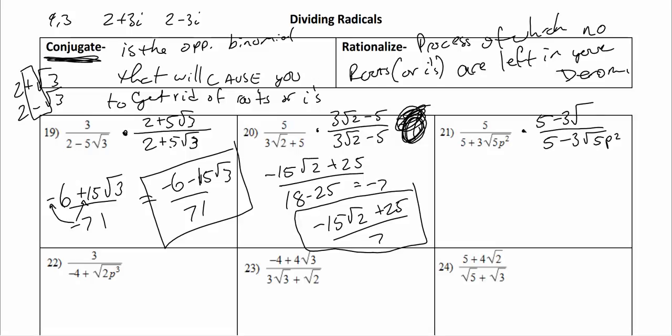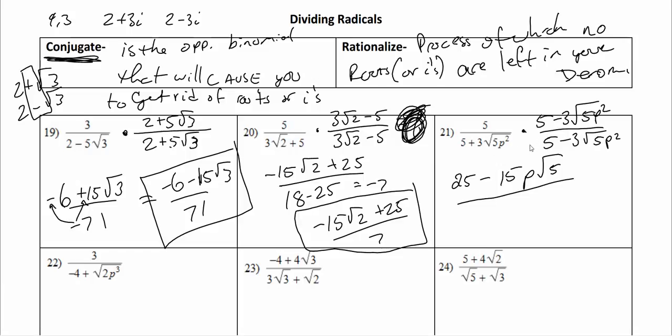5 minus 3 root 5p squared. Multiply. 5 times 5 is 25, right? Minus 5 times 3 is what? 15. But I have a p squared with a square root, so technically I can pull a p out, right? Because 2 goes into 2 once and there's nothing left inside. So that's what I get. That's my numerator until we get to the denominator, right? It could change, but that's my numerator so far.